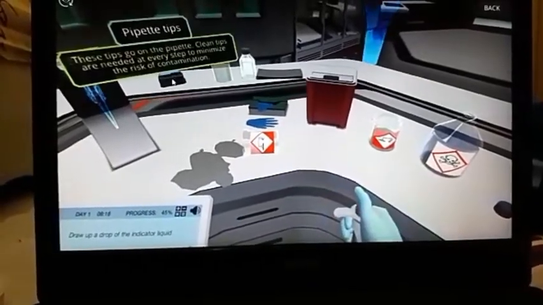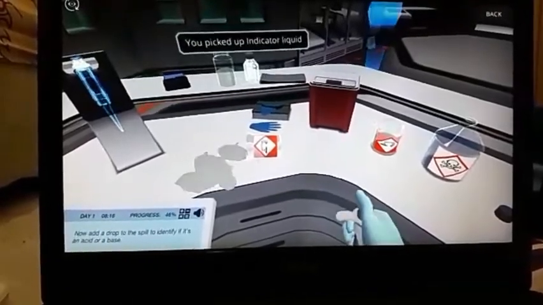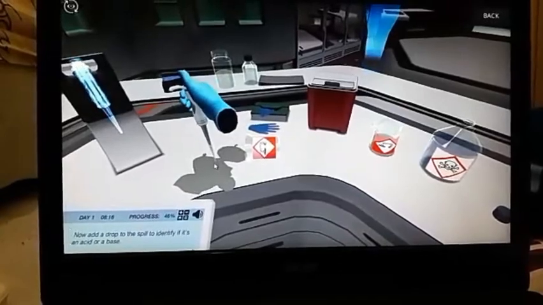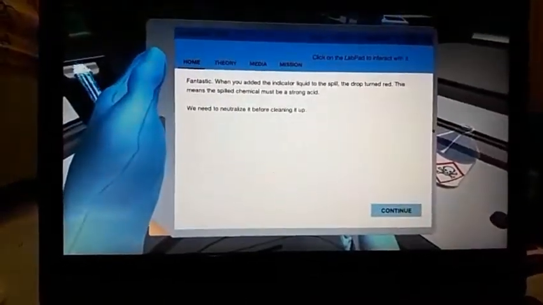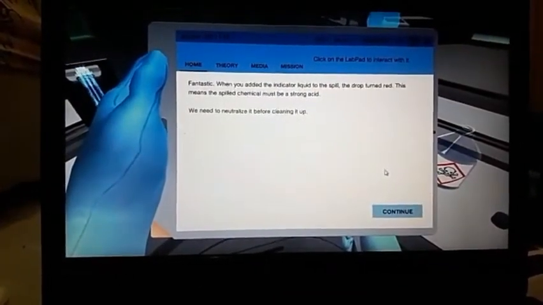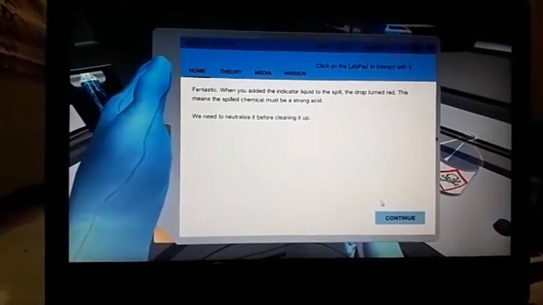Drop a drop of the indicator liquid. Now add a drop to the spill to identify if it's an acid or a base. Fantastic. When you added the indicator liquid to the spill, the drop turned red. This means the spilled chemical must be a strong acid. We need to neutralize it before cleaning it up.